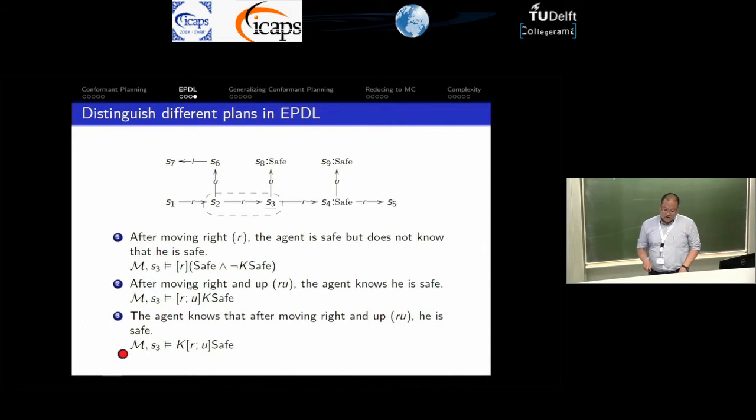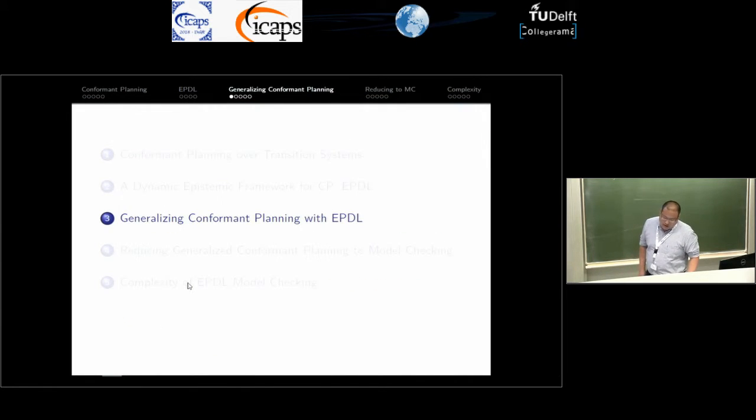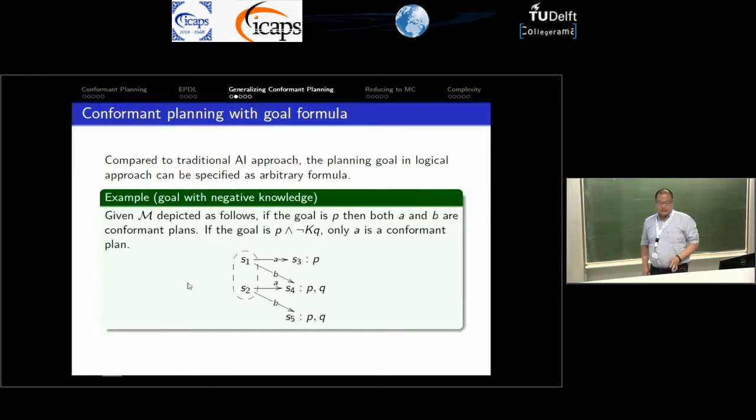Yeah, and also before doing this plan, the agent already knows that after moving right, then up, he will achieve the goal state. So in this logical framework, we can talk about different plans at different levels. Okay. But we can do more in this logical framework. We can use this logic to generalize conformant planning.